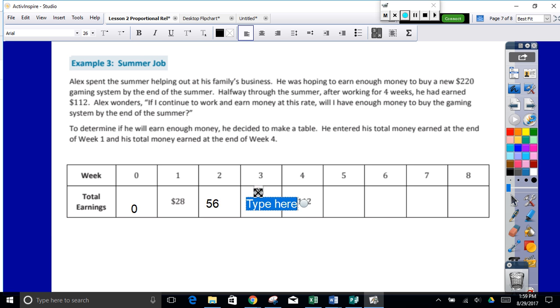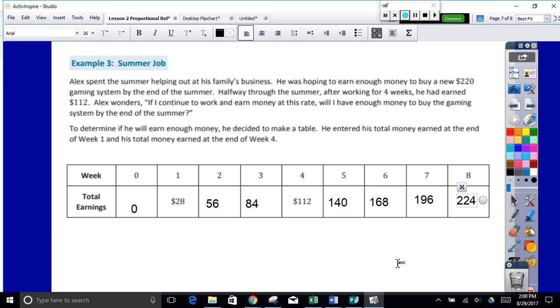If he worked for 3 weeks, 3 times 28 is 84. If he worked for 5 weeks, 5 times 28 is 140. If he worked for 6 weeks, 6 times 28 is 168. If he worked for 7 weeks, he would earn $196. And if he worked for 8 weeks, he would have earned $224.